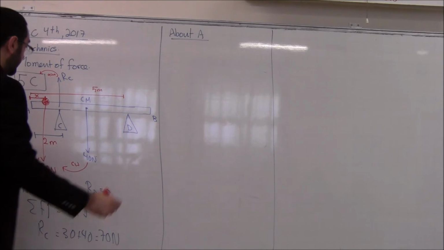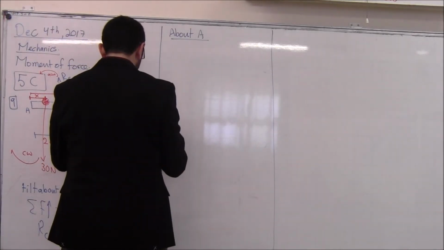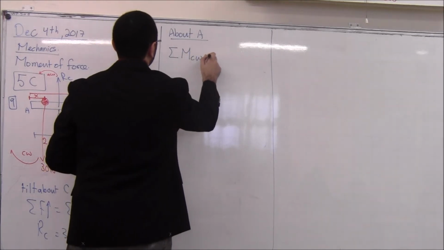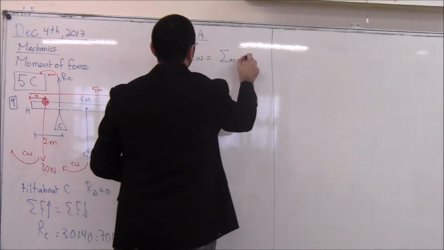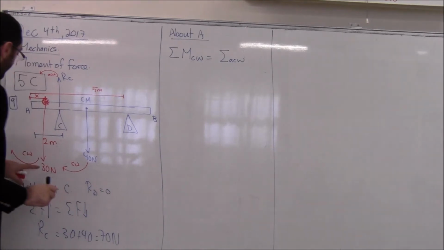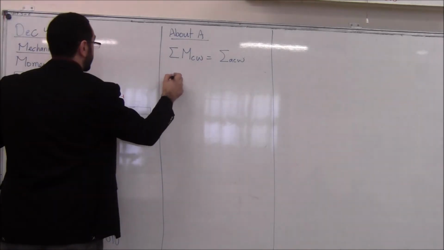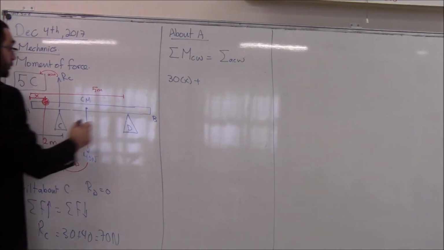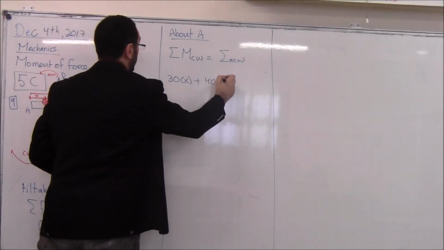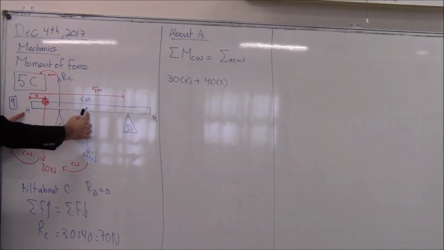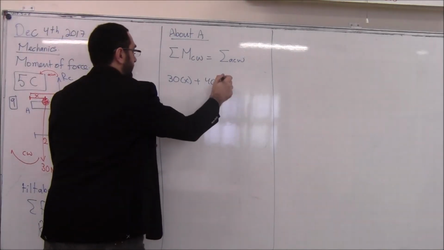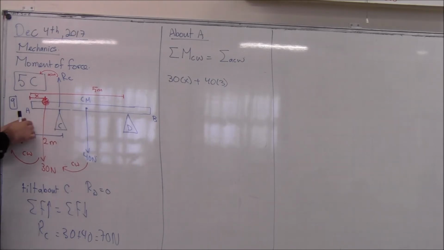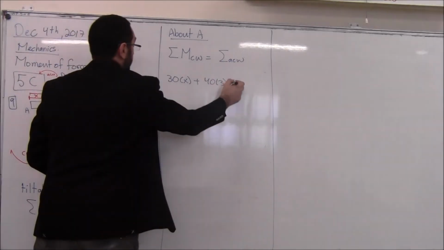Okay. So, sum of moments clockwise equals sum of moments anti-clockwise. The clockwise moment is 30 times x plus 40 times 3, sorry. Yes, the distance between 40 and A is 3, equals what?